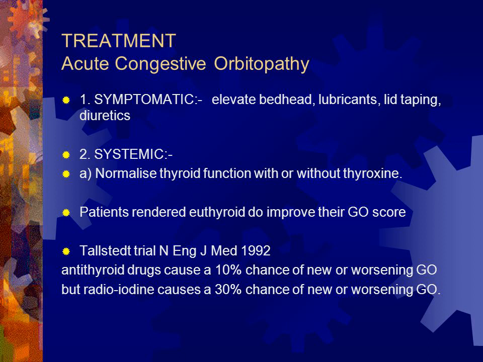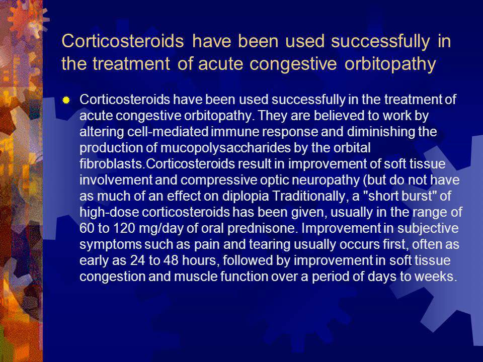Antithyroid drugs cause a 10% chance of new or worsening GO. But radioiodine causes a 30% chance of new or worsening GO. Corticosteroids have been used successfully in the treatment of acute congestive orbitopathy.